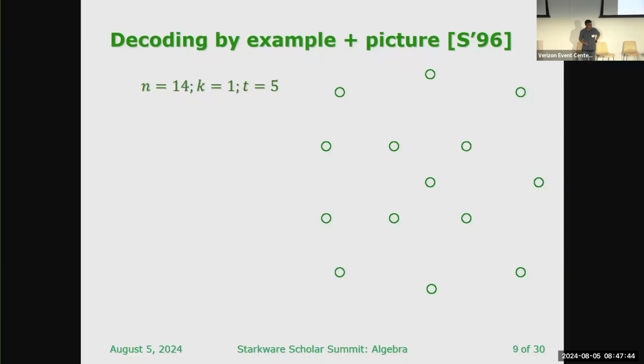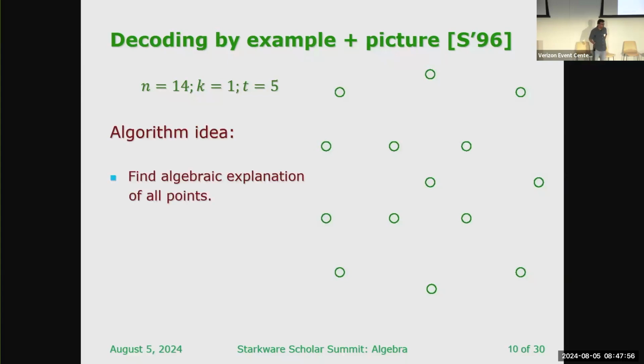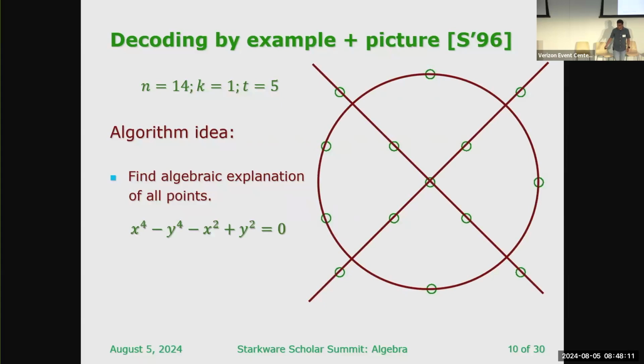Okay, so I'll claim that the answer is no. And in fact, I'm going to give you a proof that there are no other lines which go through 5 points. That relates to the algorithm that we're going to find. The algorithm comes from this idea. We're going to find an algebraic explanation not of the 5 points that I care about, or the 9 points that are on the union of these 2 lines, but of all 14 points. Every one of these 14 points satisfies an algebraic expression, this polynomial equation: x to the 4 minus y to the 4 minus x squared plus y squared equals 0.